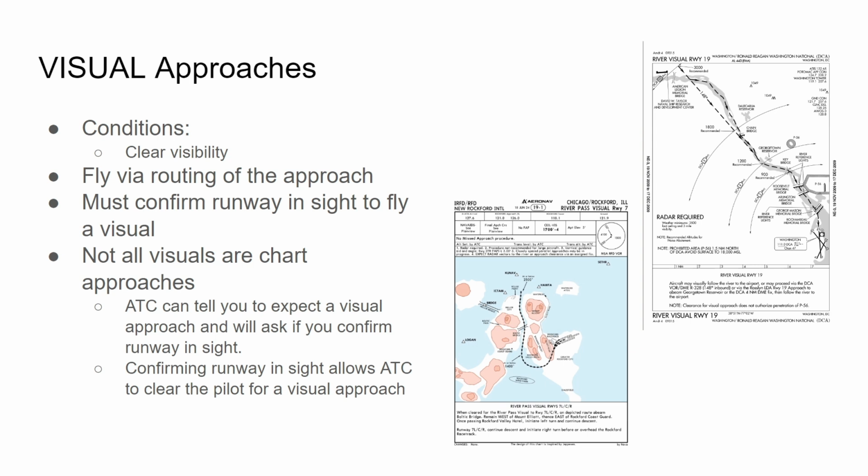Some visuals are provided in charts. One notable one is the River Visual Runway 19 at Ronald Reagan Washington National Airport. But again, not all visuals are charted. Like I mentioned earlier, ATC can just clear you for the visual approach if you simply see the airport in sight and you just descend on your own. And one example in ATC24 is the River Pass Visual Runway 7 for Rockford.